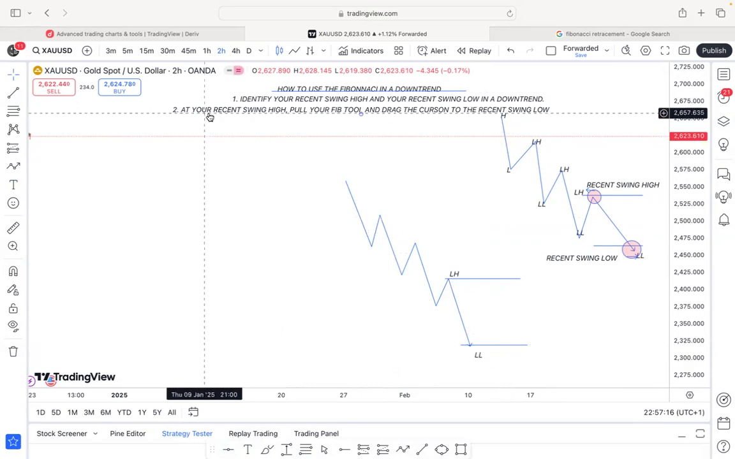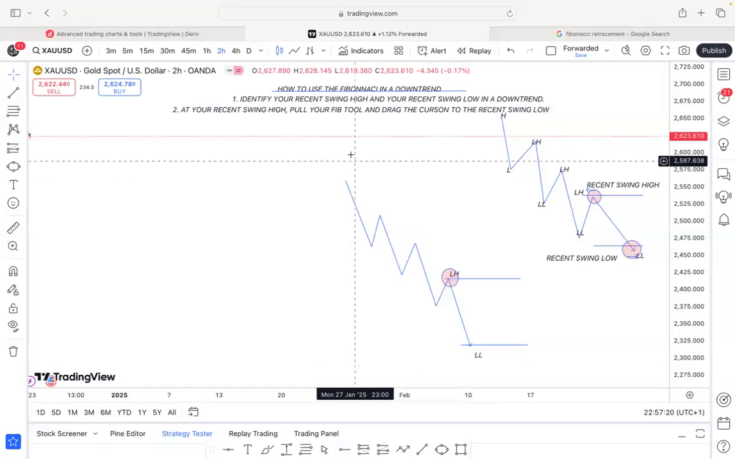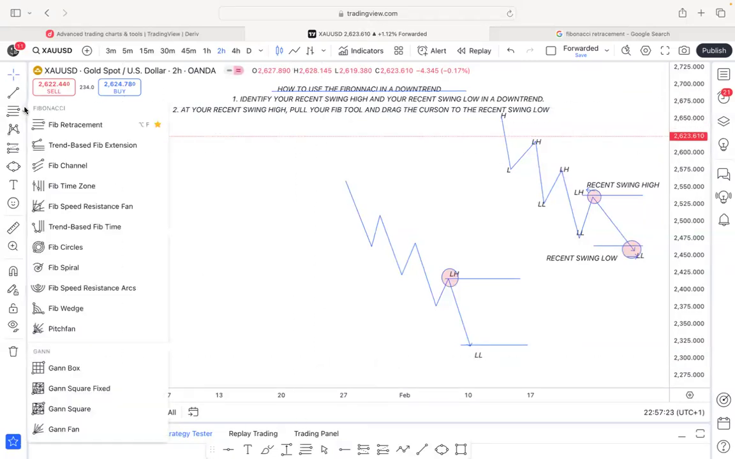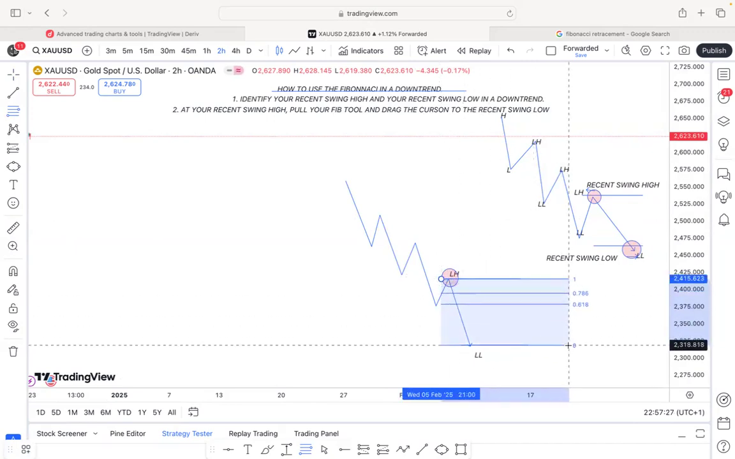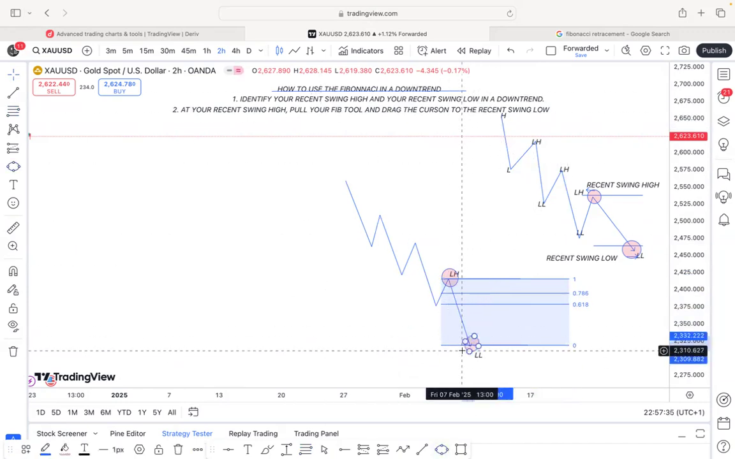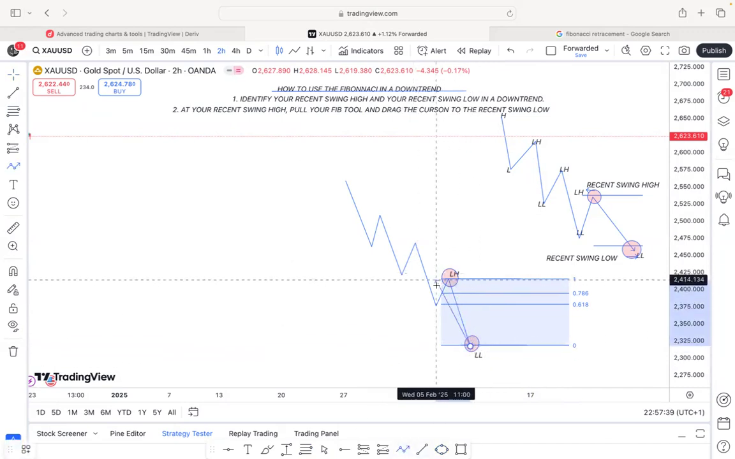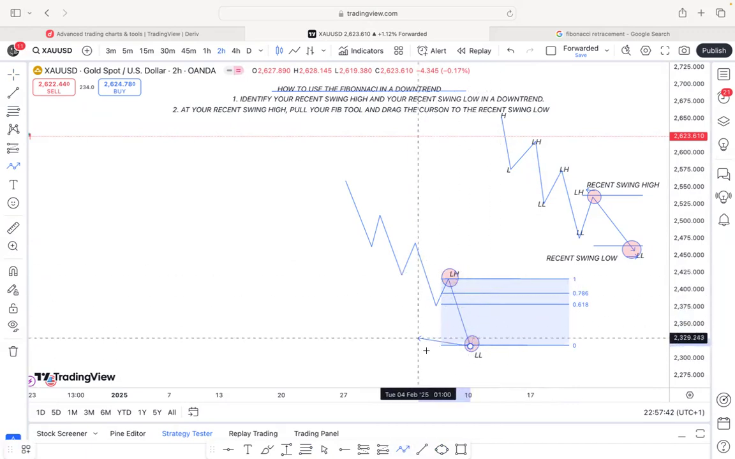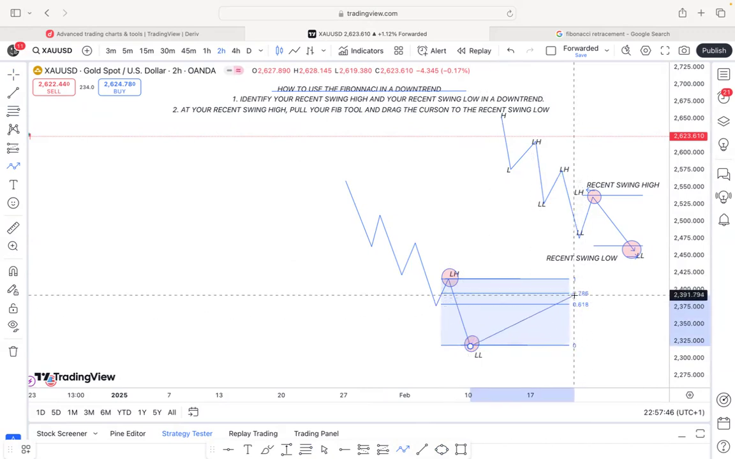Now, at a recent swing high, which is this, what do you then do? You pull out your fib tool like this. You start from the top and then you drag it down to your recent swing low. Now your recent swing low is going to be this lower low right here. So now, how do you find your resistance level? How do you find where price will come and start to form the new lower high? That's where your Fibonacci comes in. Now, the levels we are going to use are mostly our 0.618 and our 0.786. This level right here.